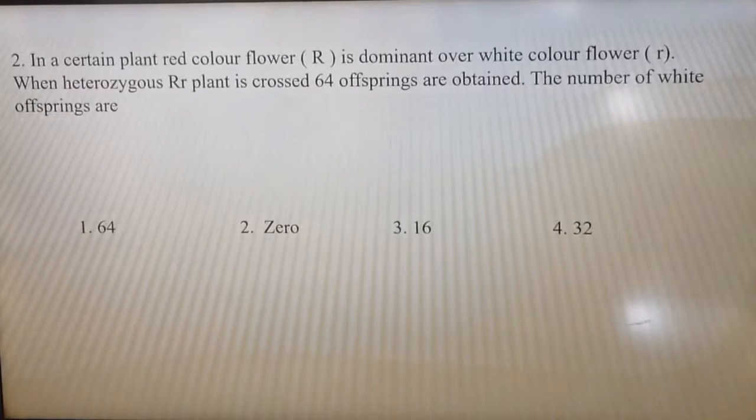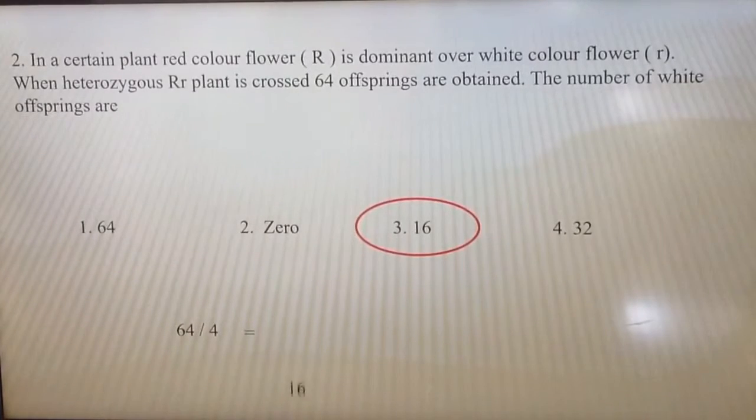So there, in our example that we handled regarding Mirabilis jalapa, out of 4 individuals, 1 individual was white. So out of 64, how many? So that makes it 16. That is 64 divided by 4, that is 16.